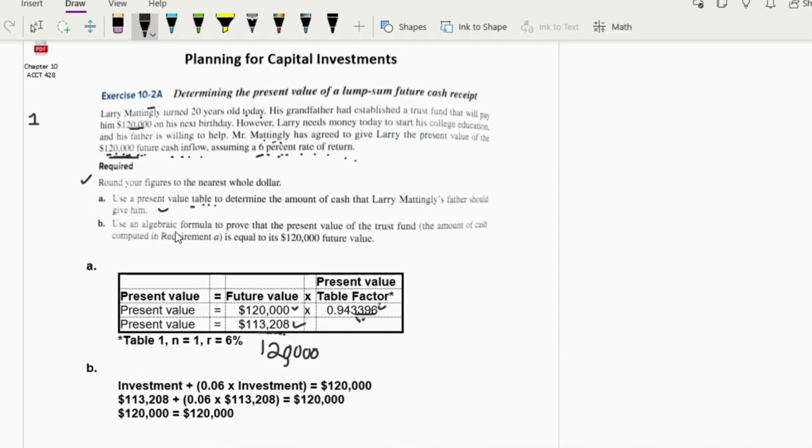Point number B says to use an algebraic formula to prove that the present value of the trust fund, meaning this value which we just calculated, is equal to the 120,000 future value. So if this is the present value, we add 1 year interest of 6% to this, we will get the future value of 120,000, right? So present value is 113,208 plus interest on this value equals 120,000. So this is the equation proof for this, or you can say the algebraic formula proof for this.